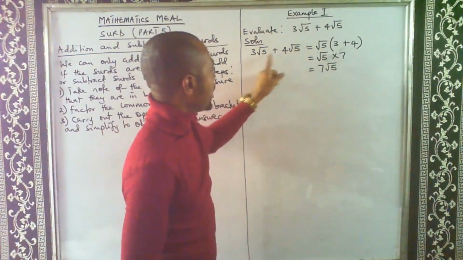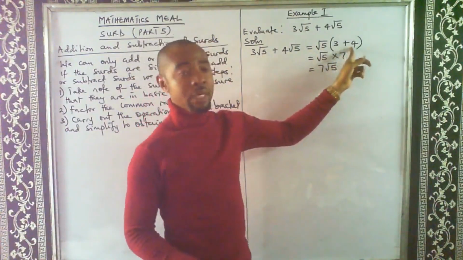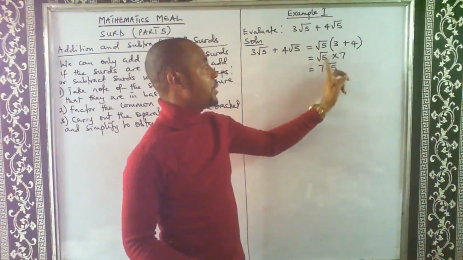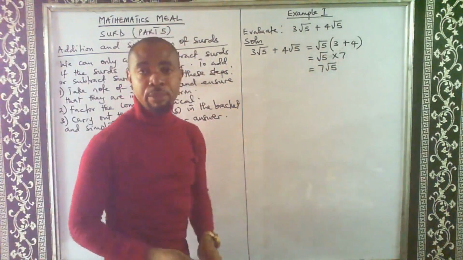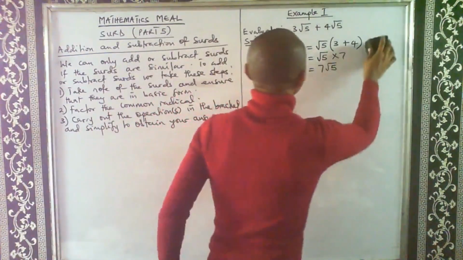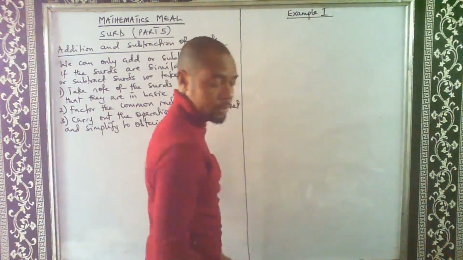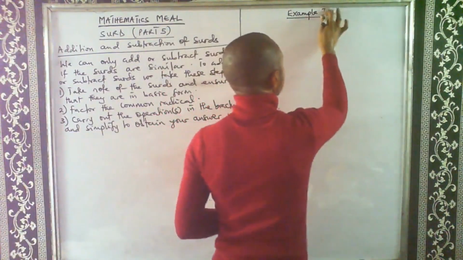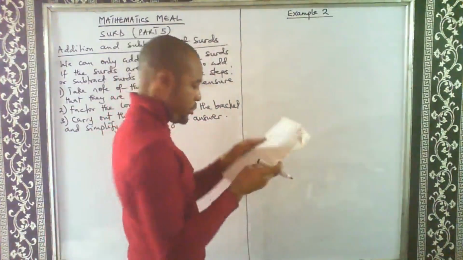The common radical, which is square root of 5, and then we carried out the operation in the bracket and then simplify by multiplication to obtain this. Very simple. I believe that this is clear enough. Okay, let's take another question quickly. Another question, example 2 now.